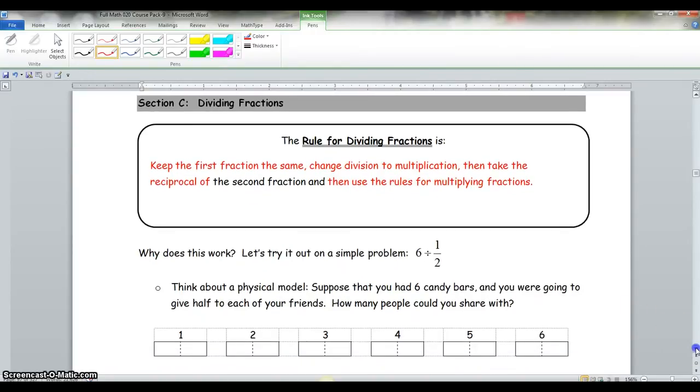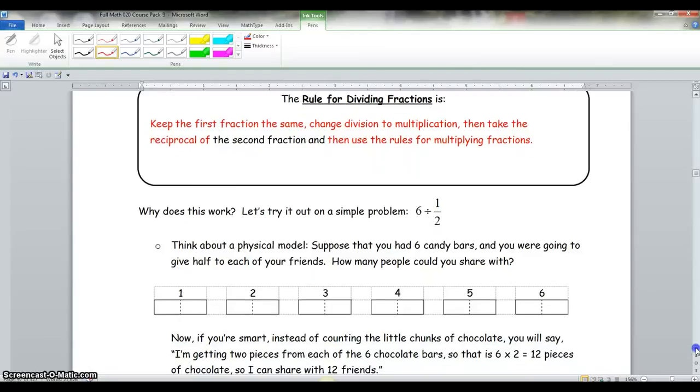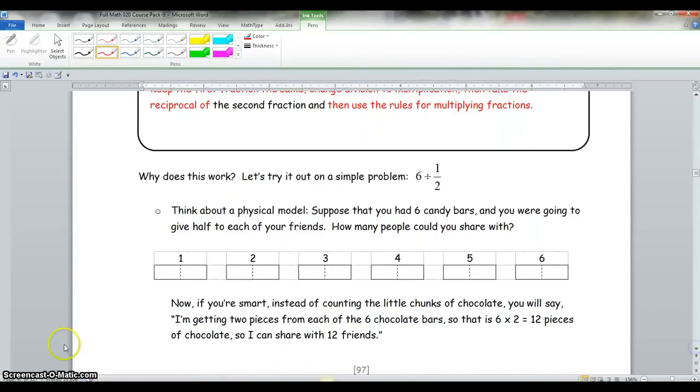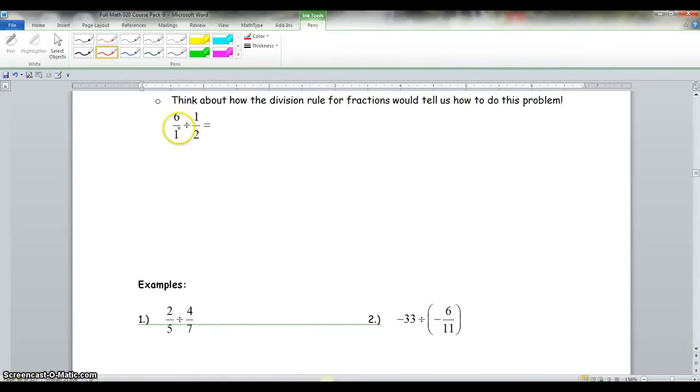So what we're going to do is we're going to skip down. We're going to go to the next page, and we would take 6 over 1 divided by 1/2. Now remember, we keep the first fraction the same, 6 over 1. Division becomes multiplication, and we take the reciprocal, or as a lot of you have learned, to flip the second fraction. So now we multiply. 6 times 2 is 12, and 1 times 1 is 1. And we know 12 divided by 1 is 12. So that is our final answer.